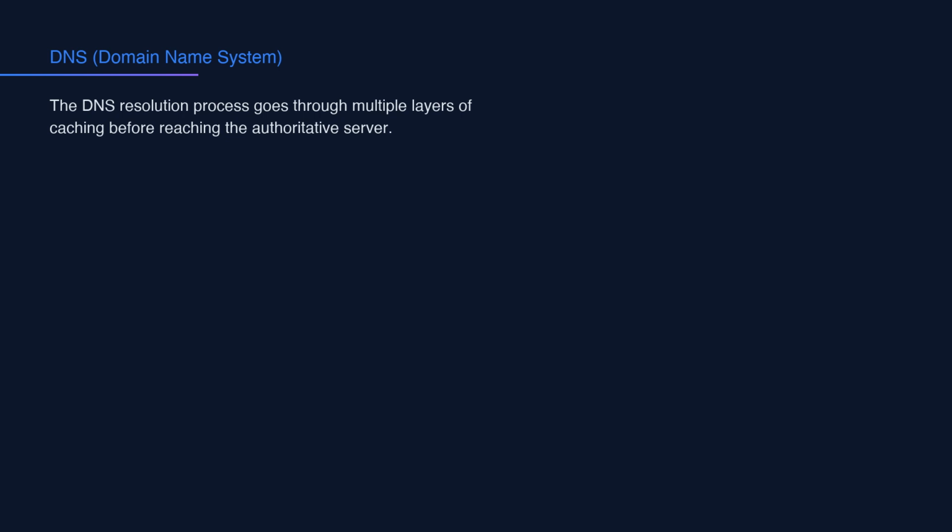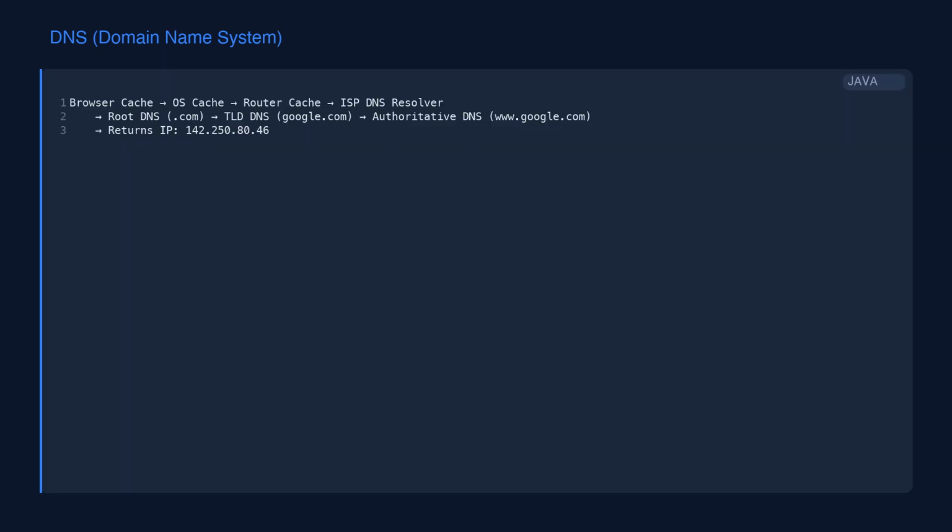The DNS resolution process goes through multiple layers of caching before reaching the authoritative server. First, your browser checks its own cache, then the operating system cache, then your router, then your ISP's DNS resolver. If none of those have the answer, it goes all the way to the root DNS server, then the TLD server for .com, then the authoritative DNS for google.com, which finally returns the IP address.